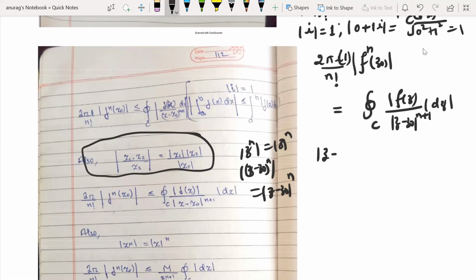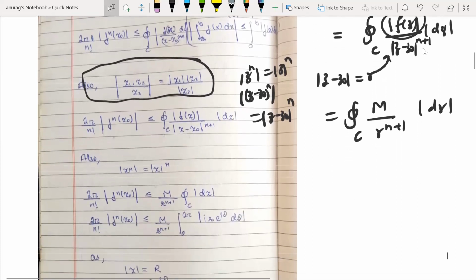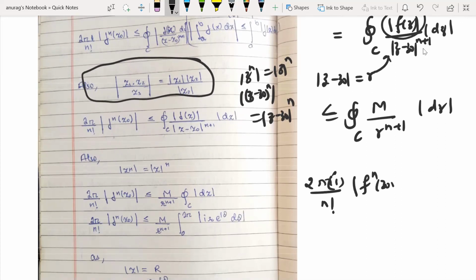Now |z - z0| is a circle whose radius is R, so put this value here. It becomes M, the maximum value of f(z), over R to the power n plus 1, times the integral of |dz| along the curve C. This holds because |f(z)| is less than or equal to M. So 2 pi i over 2 pi i is 1 already, and n factorial times the nth derivative of f(z) at z0 is less than or equal to M over R to the power n plus 1 times this integration of |dz|.